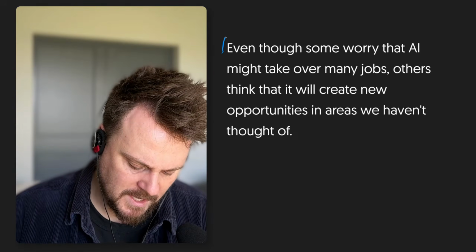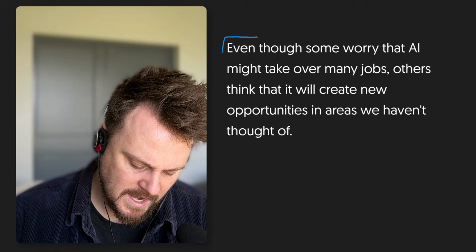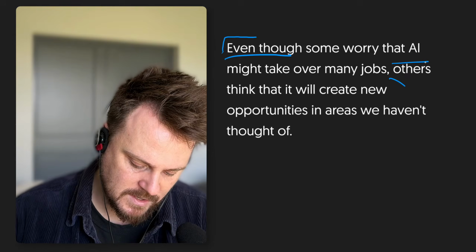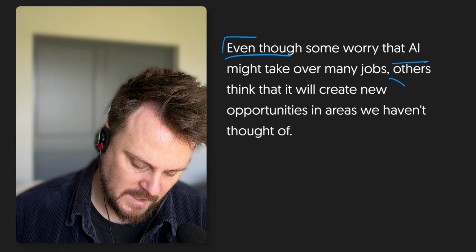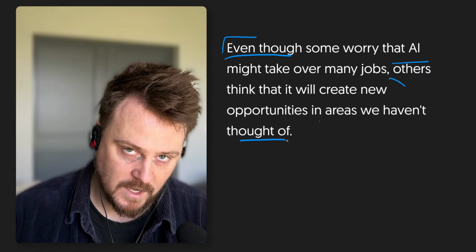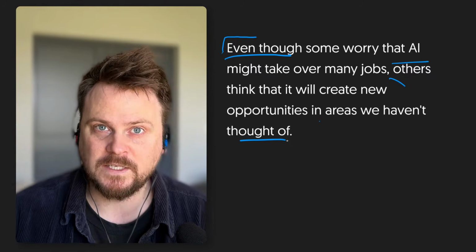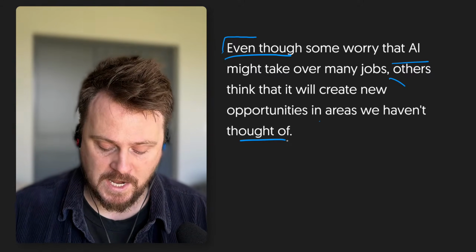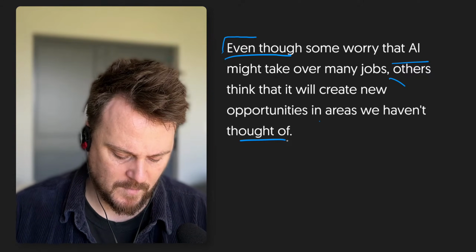Even though some worry that AI might take over many jobs, there's my comma, right? Same structure. Even though is there, it's kind of against the next thing here. Others think that it will create new opportunities in areas we haven't thought of. So that's a lot shorter, a lot simpler, but the grammar is the same. Now we say, okay, so what is this grammar?